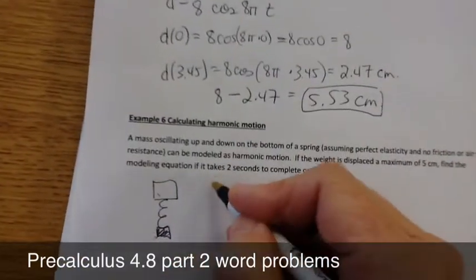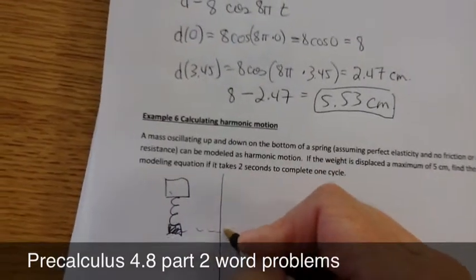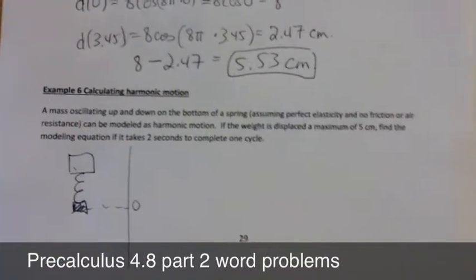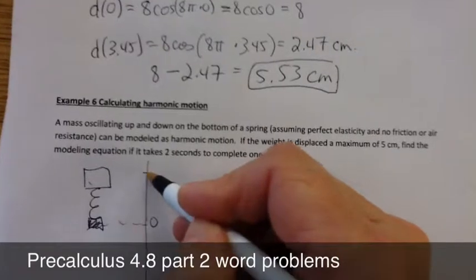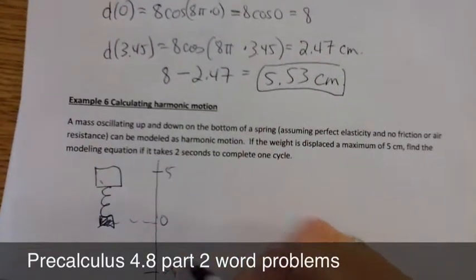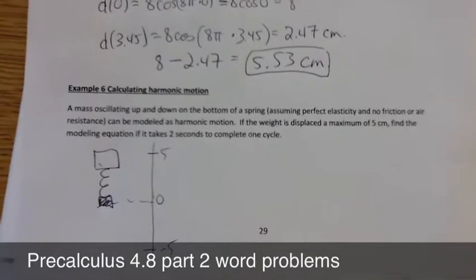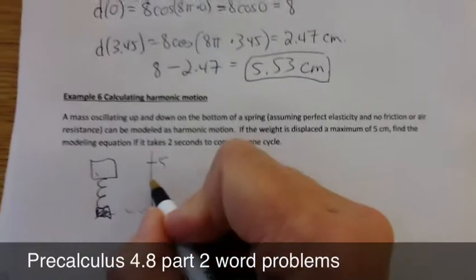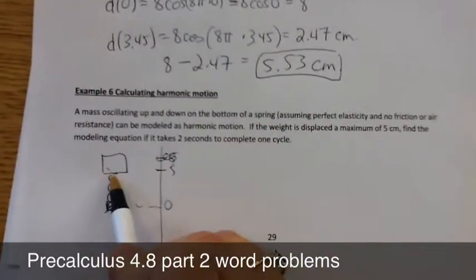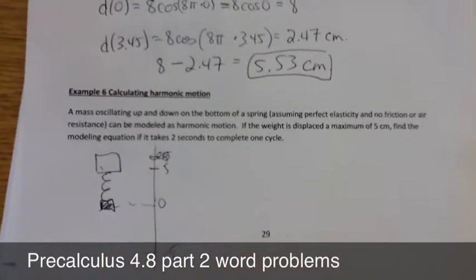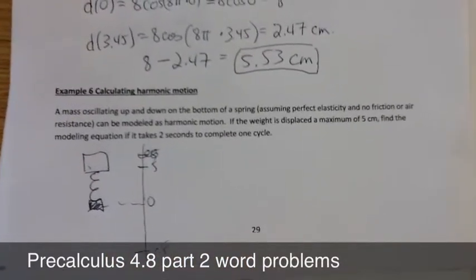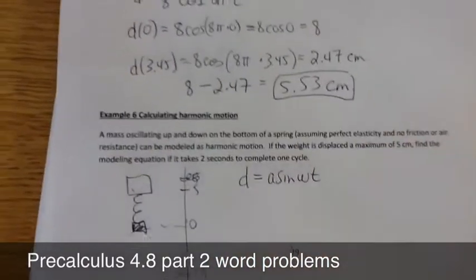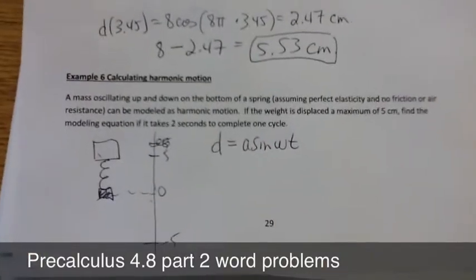So what I'm going to do is draw a number line here, and we're going to call this 0. It says the weight is displaced a maximum of 5 centimeters, so it goes 5 centimeters up, and it goes 5 centimeters down. This is when it is completely up against the post, and this is when it's completely stretched out. So now we have D equals A sine omega t. We're starting at 0, so we're using cosine.